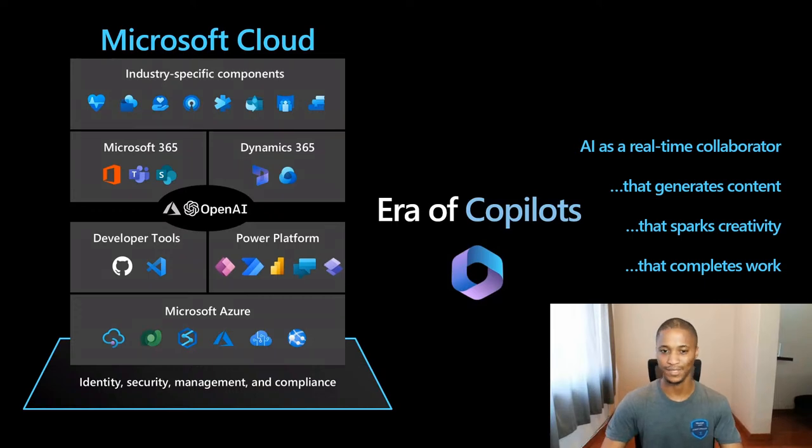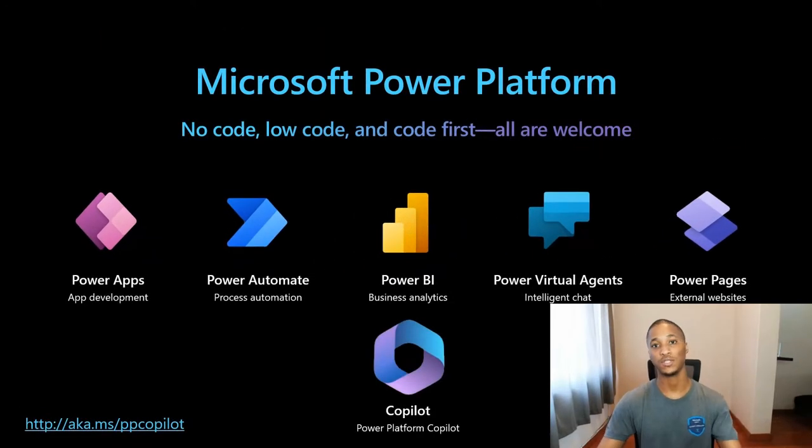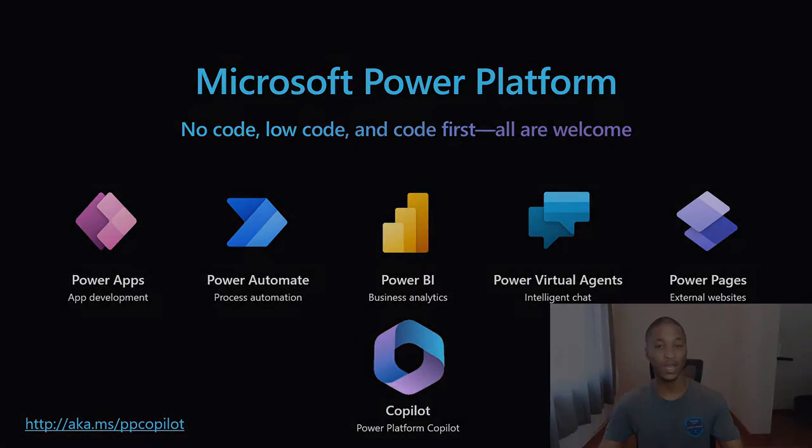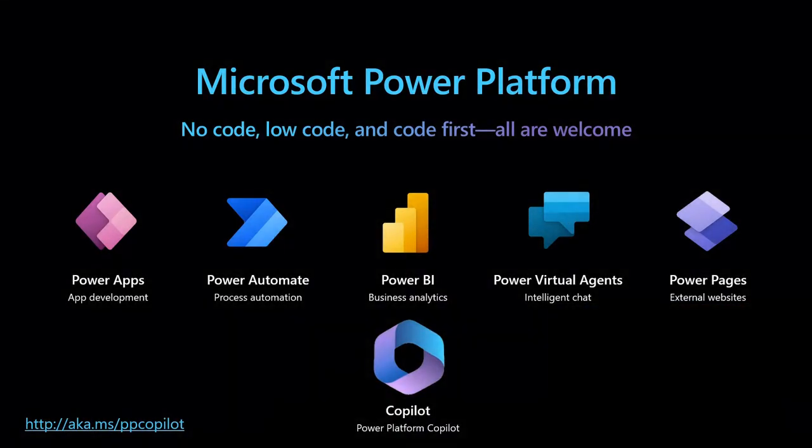But what is the Power Platform? The Power Platform is a low-code, no-code platform that welcomes everyone. You don't know how to code, you don't know how to develop an app, you're welcome. You can use Power Platform to build solutions based off of your need. You know how to program, you know how to write code, you're still welcome. You can bring your programming capabilities into the Power Platform to extend your capabilities for your solutions. So the Power Platform is made up of 5 products. You have Power Apps for app development, Power Automate for process automation, Power BI for business analytics, Power Virtual Agents for intelligent chats, which is actually called Microsoft Copilot Studio now, and Power Pages, which is external websites.